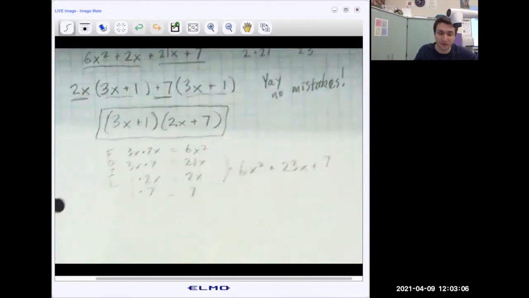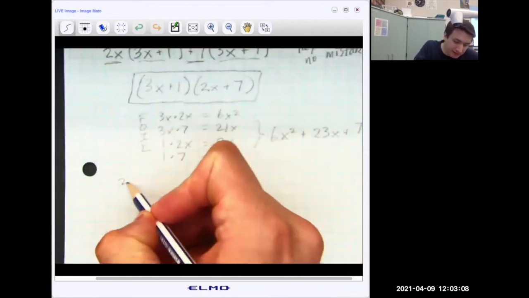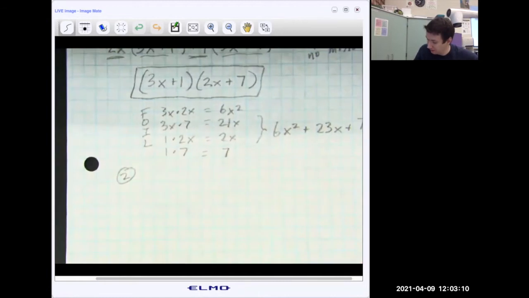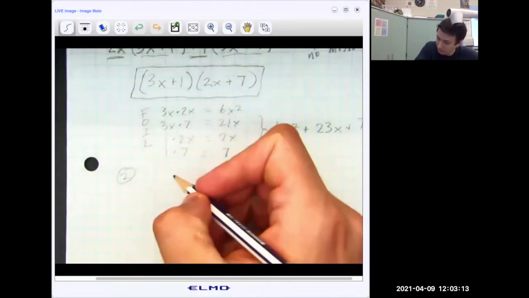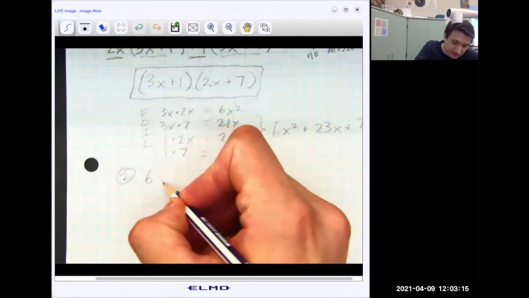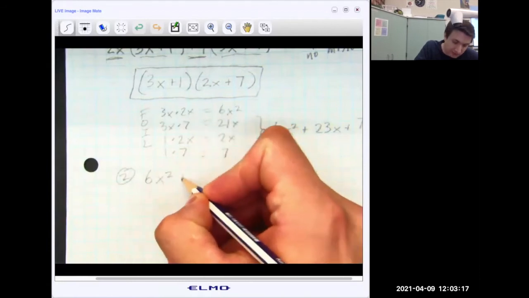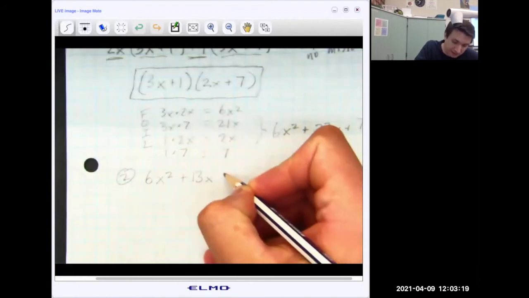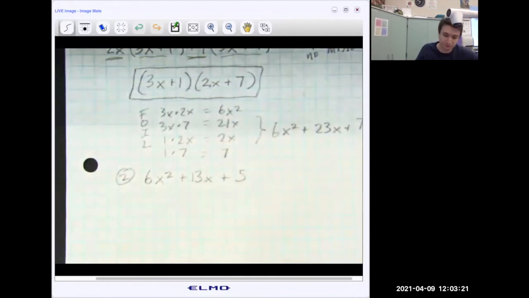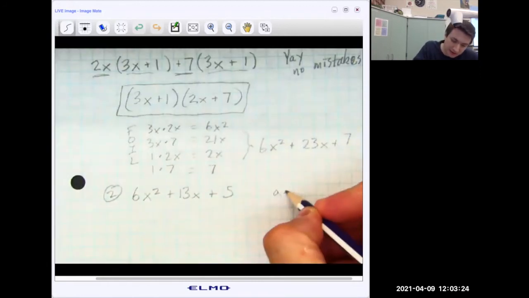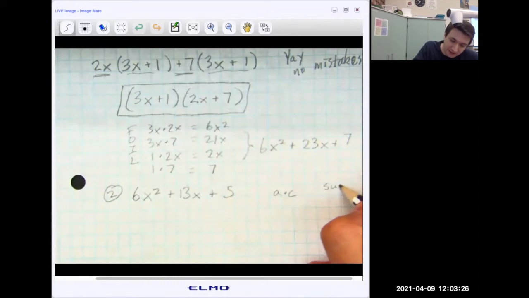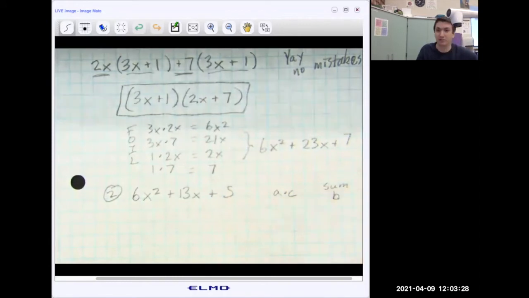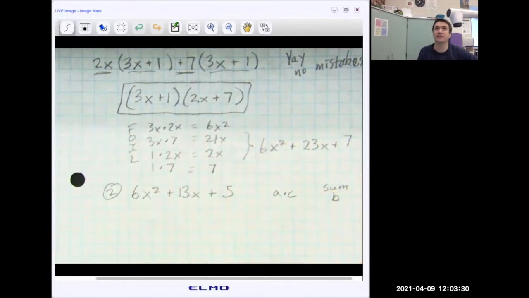I'm going to give you one for you to try on your own. And it's going to look like this. I'd like you to try 6x squared plus 13x plus 5. Remember, you're going to go a times c, and then you're going to find the factors of that add up to your b term, okay? Pause the video here and give that a shot, and then when you restart the video, I'll show this worked out, okay? Pause now.